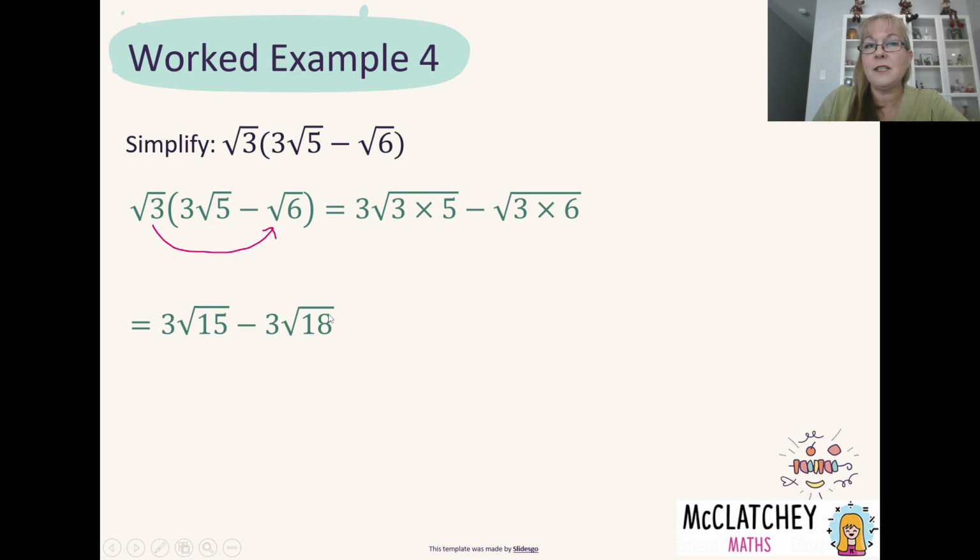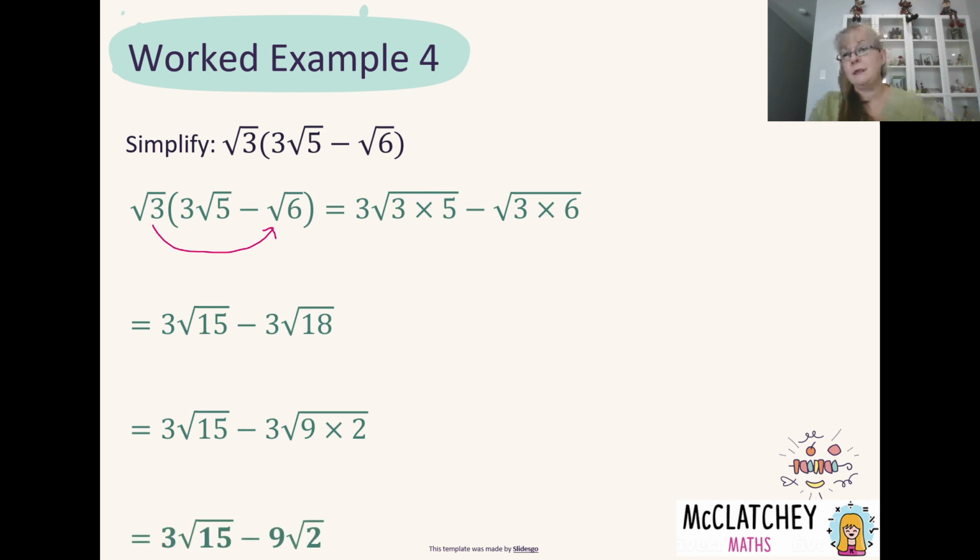Now I can actually simplify that root 18. Remember, 18 is made up of 9 times 2. So I'm now going to take this perfect square, and the square root of 9 is 3. It will come out the front. 3 times 3 makes 9. And I cannot simplify that any further. I can't simplify root 15 in any way either.